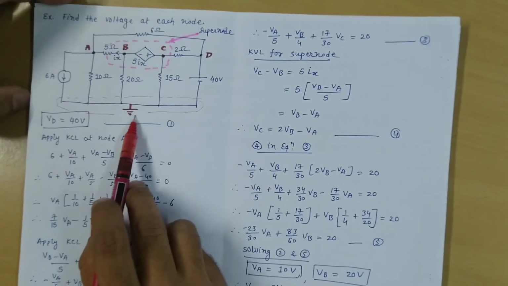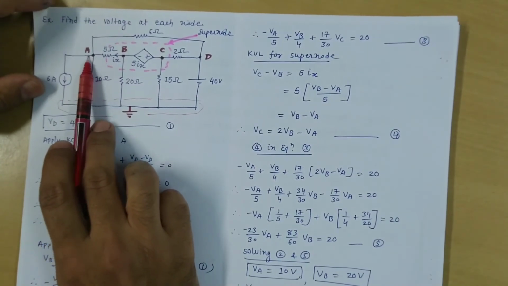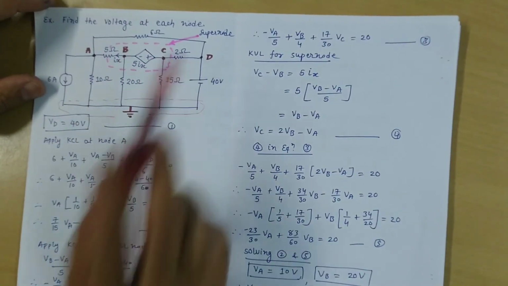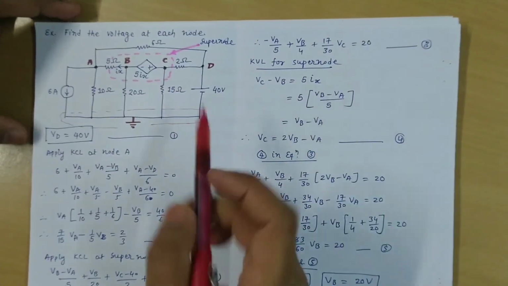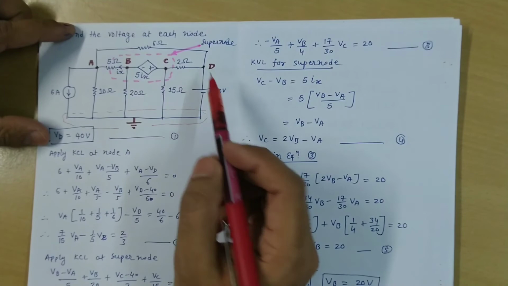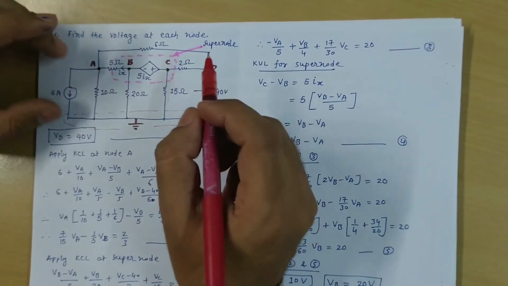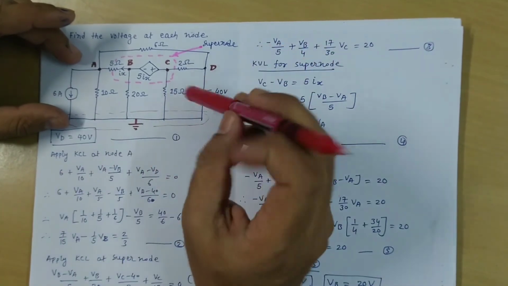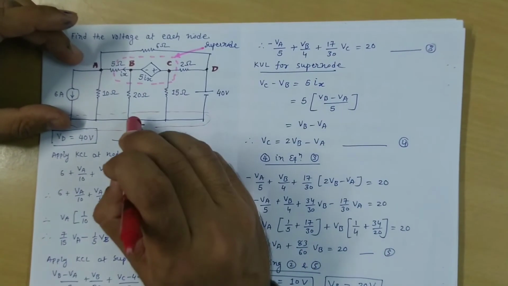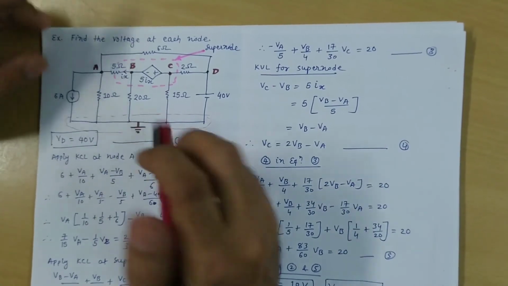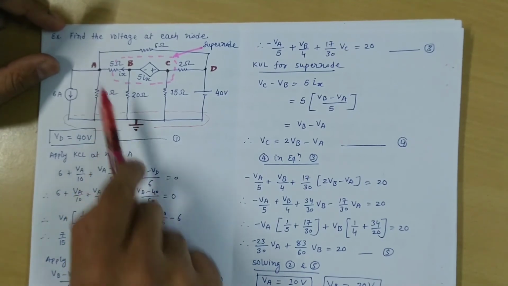So we will consider this node as a reference node. We will name the remaining nodes A, B, C and D. From this circuit, we can say that the voltage at node D would be 40 volt because there is a single voltage source between node D and reference.